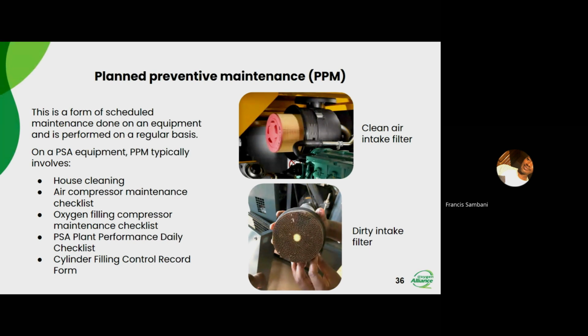And then you also have a PSA plant performance daily checklist. The daily performance checklist is something that you also don't have to skip every time you're running your plant. Make sure that you're taking note of that. The cylinder filling control record form helps you track your cylinders, knowing which batch was filled and at what purity, so that just in case there are issues, you can go back and make sure there's quality control around your cylinders. So I'll just try to share what an air compressor maintenance checklist looks like.